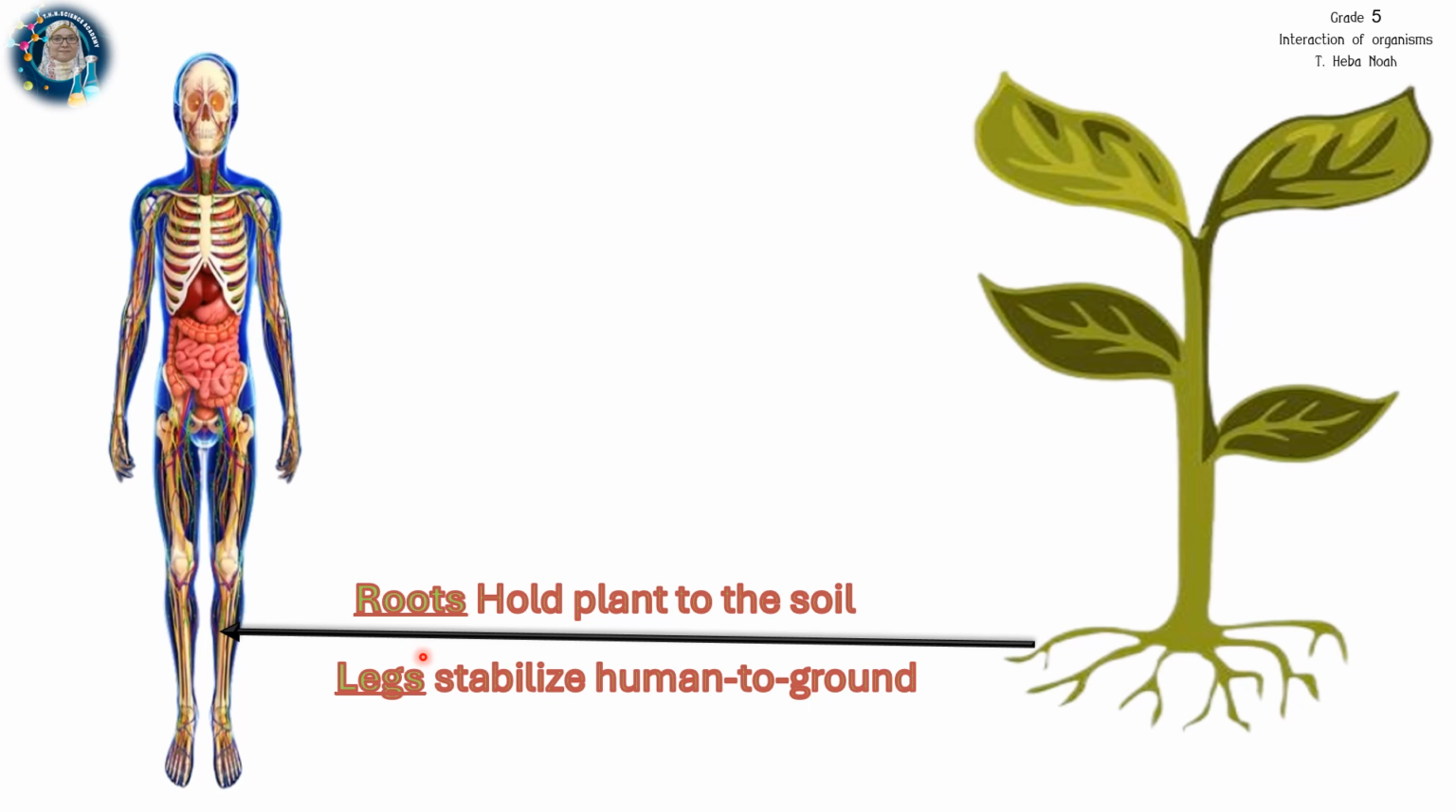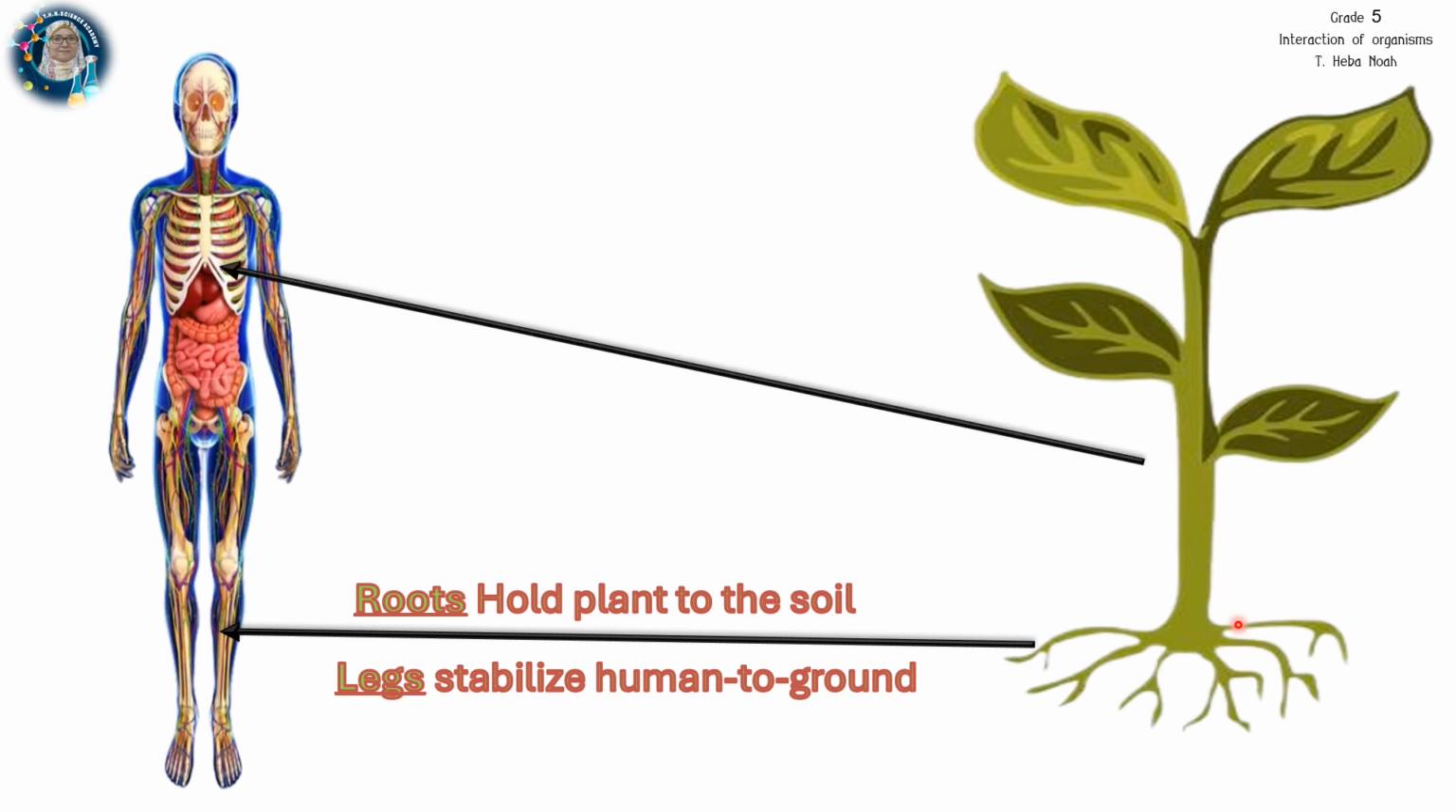What is the difference? A plant cannot run. Plant cannot move. A plant cannot jump by the root. Only stabilize or anchor the plant to the soil. طيب الroots absorb water. هل our legs absorb water؟ لا طبعا. No. So we have similarities and we have differences.